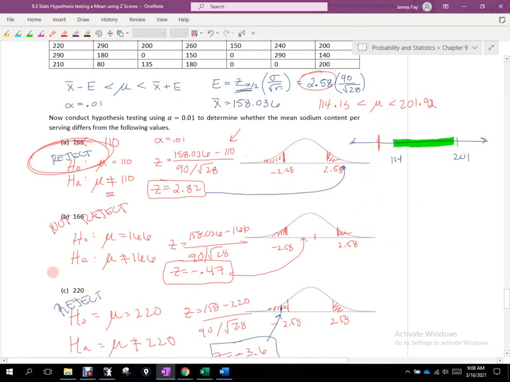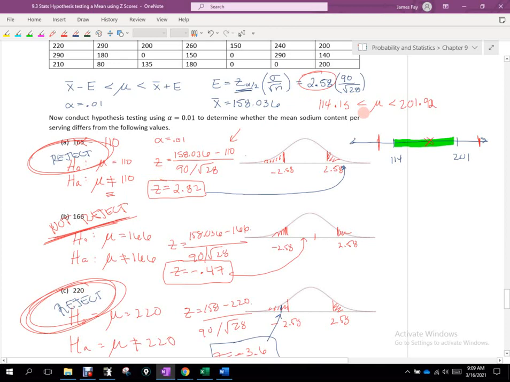We rejected, right? Where does 166 fall in that confidence interval? Maybe about right there, wouldn't it? So it fell inside the confidence interval. What do we do when it fell inside the confidence interval? We did not reject it. And then 220 would be over there, right? And what did we do? We rejected it.